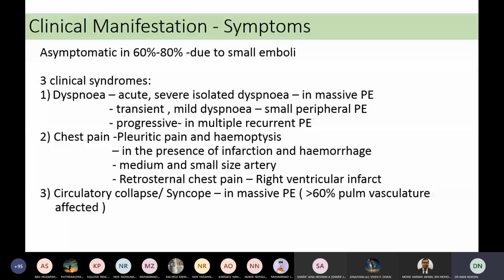Okay, but in massive PE, you can have an acute dyspnea. Or you can also have a person with recurrent PE. Usually you will have multiple small areas of the lung where you will see the dislodgement of small emboli. So you have a progressive dyspnea, which means it starts mild and then becomes worse and worse.